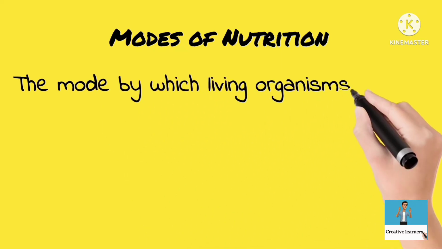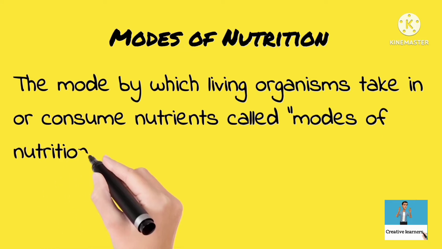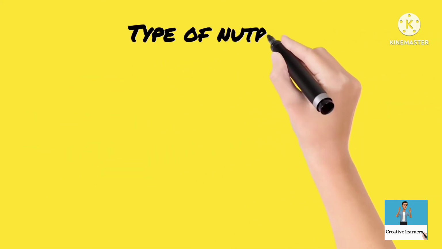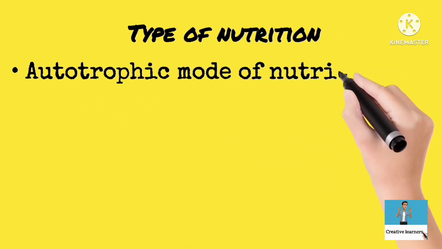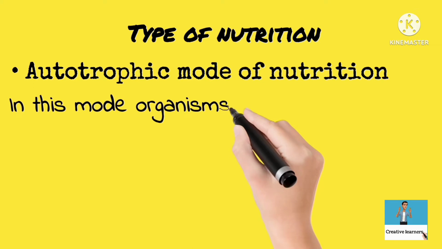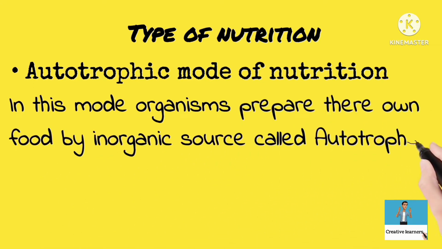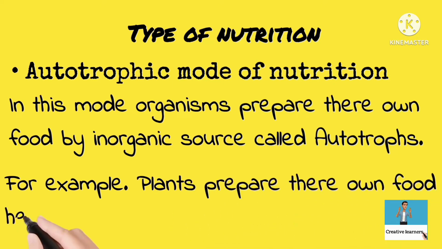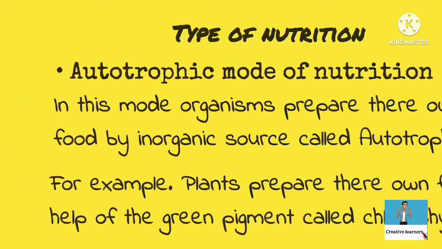The mode by which living organisms take in or consume nutrients is called mode of nutrition. Types of nutrition. Autotrophic mode of nutrition: in this mode, organisms prepare their own food from inorganic sources. For example, plants prepare their own food with the help of the green pigment called chlorophyll.